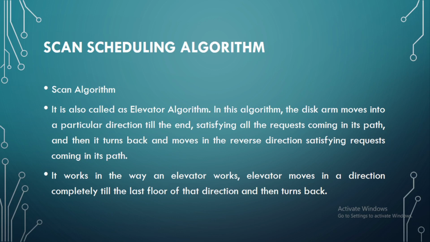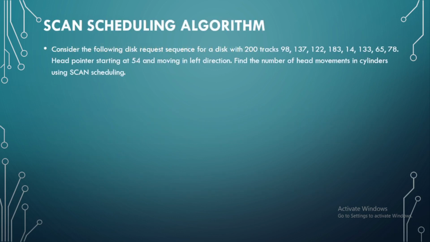We have an example to understand the scan algorithm. Consider the following disk request sequence for a disk with 200 tracks. The requests are 98, 137, 122, 183, 14, 133, 65, and 78, with the head pointer starting at 54 and moving in the left direction. We have to complete the left direction and then go to the right direction. Find the number of head movements in cylinders using scan scheduling.